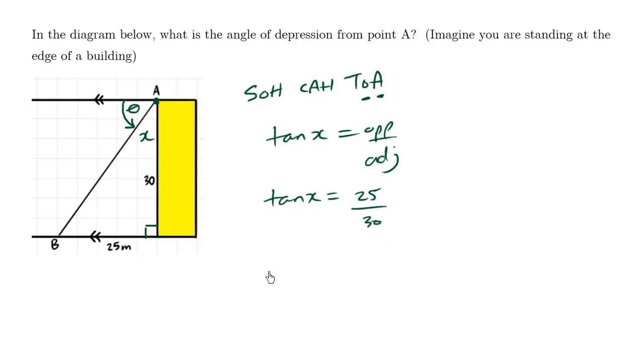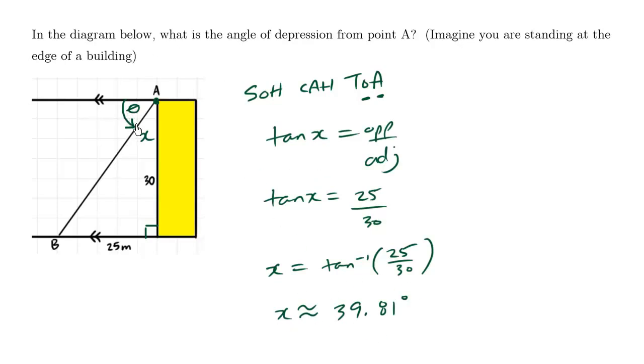We take the inverse trig of both sides, so we get x is equal to tan inverse on your calculator in degree mode. This is going to be tan inverse of 25 over 30. So x is approximately equal to 39.81 degrees. A common mistake would be to choose this as your answer, but that's not answering the question.